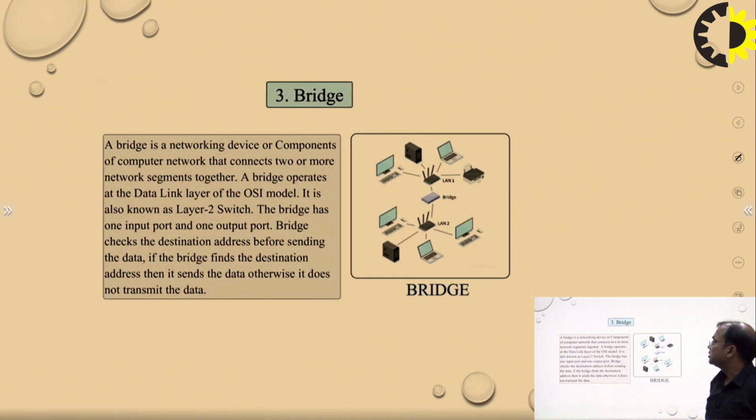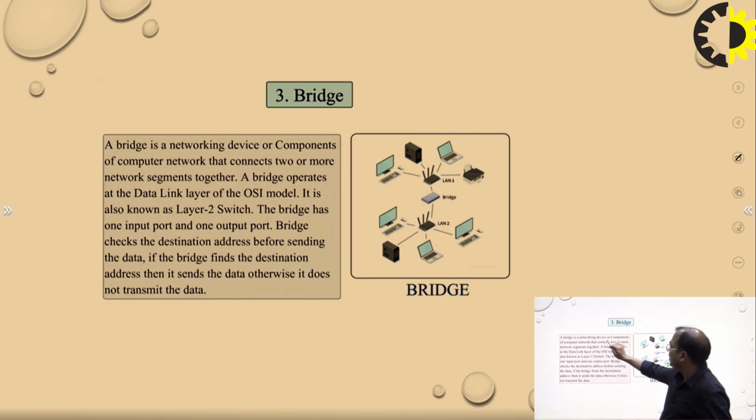Next is the bridge. The bridge just divides a single network into two parts. A bridge is a network device or a component of a computer network that connects two or more network segments together. Means there are different networks, and if you want to connect these networks, we use a bridge.